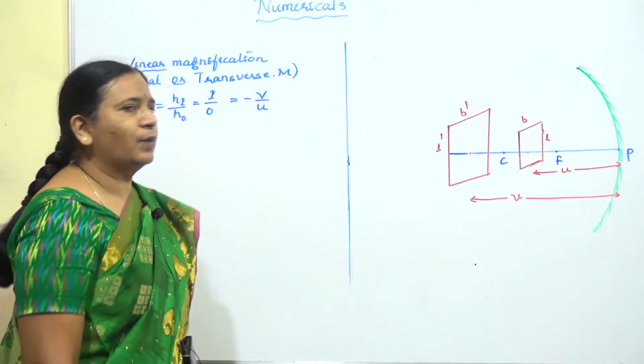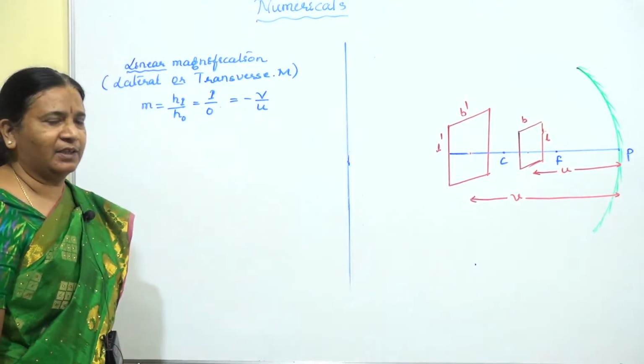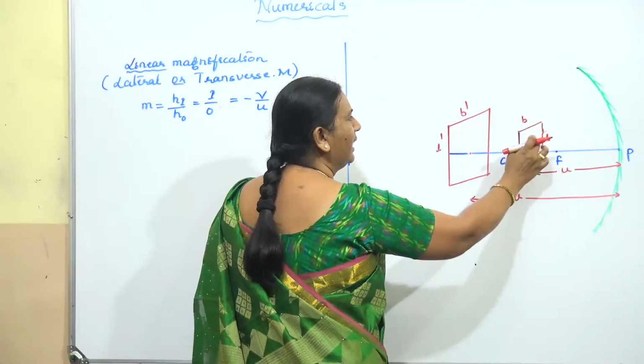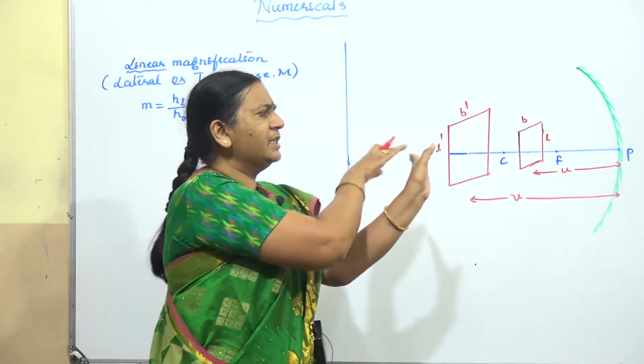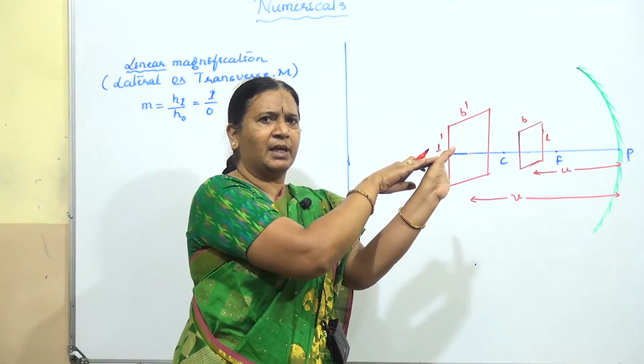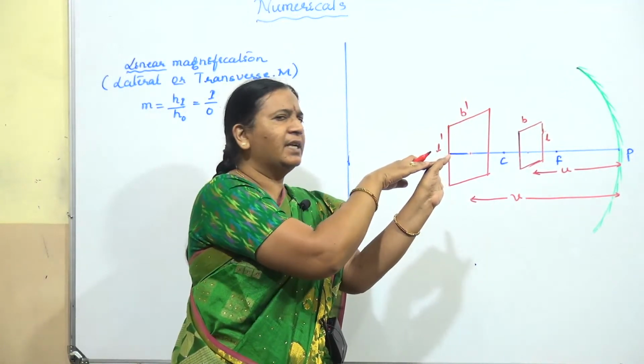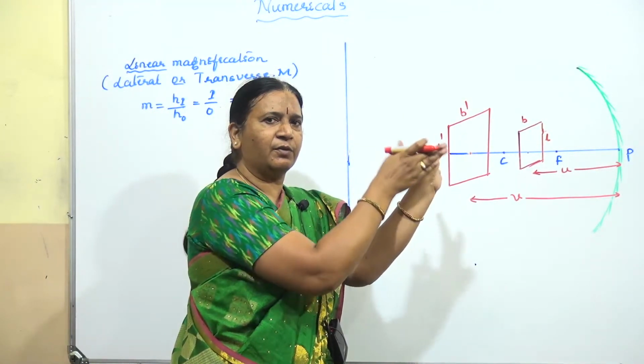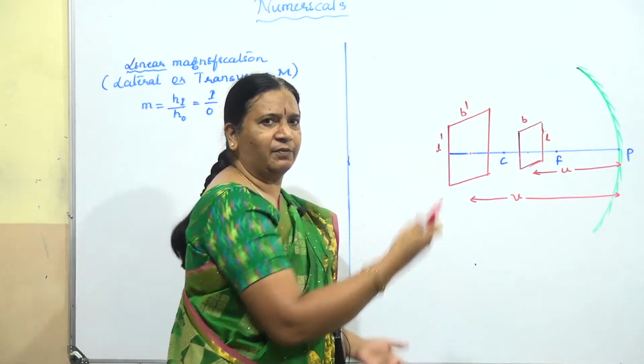Now let us work out the individual magnification. Let me find the magnification of B separately and L separately, because this is like one object I have kept in front of the mirror, imagine. So I will find its magnification separately.